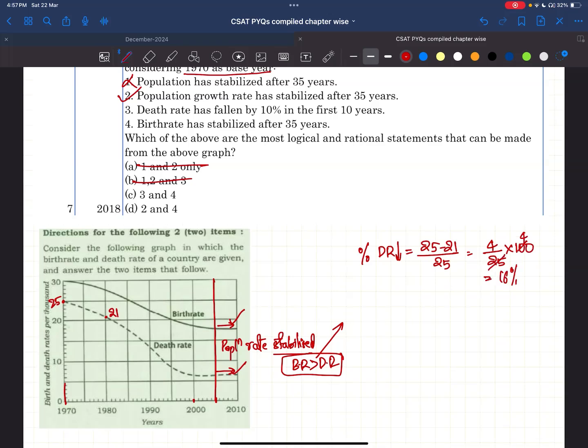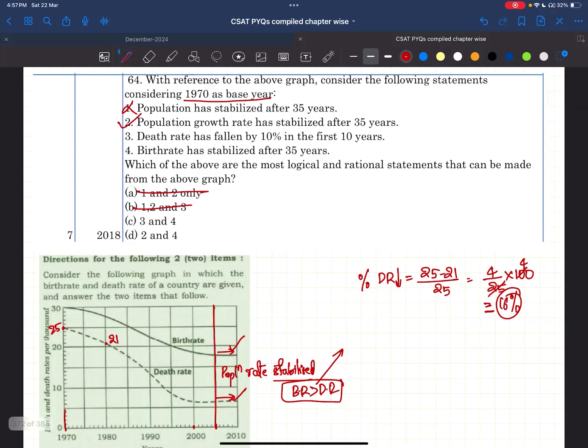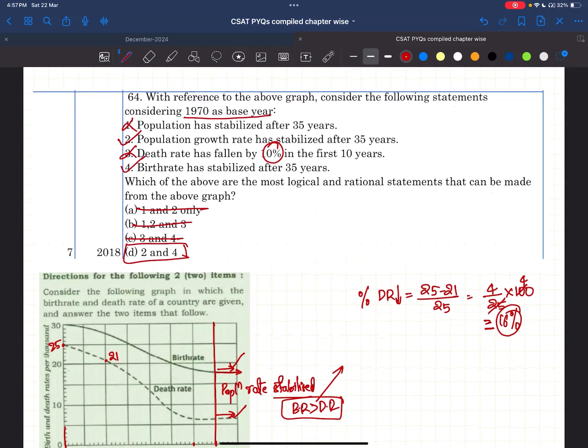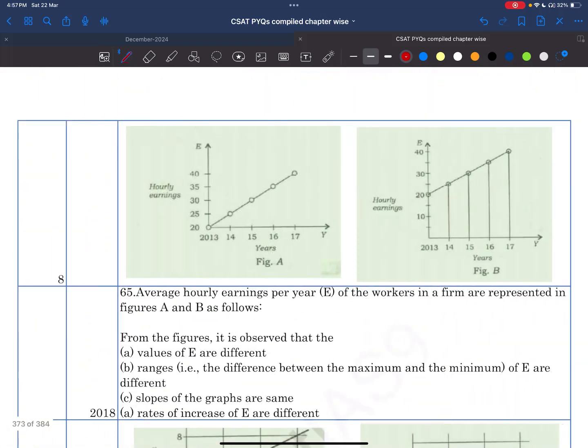It is 16%. This is the negative value, the decreasing rate. The percentage fallen is 16%. Right? In the options, what is given in the statement? 10%. So the statement is also wrong. Answer is D. Let's check. Birth rate has stabilized after 35 years. Yes. See here, after 35 years, the birth rate is stabilized. So this is also correct. Okay. Let's go to the next question.